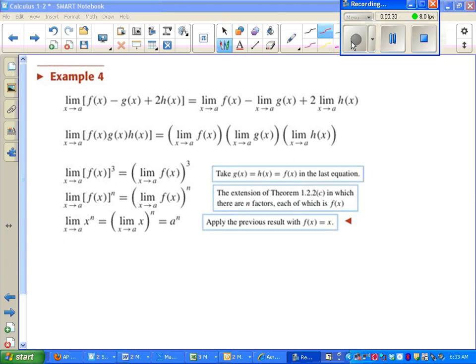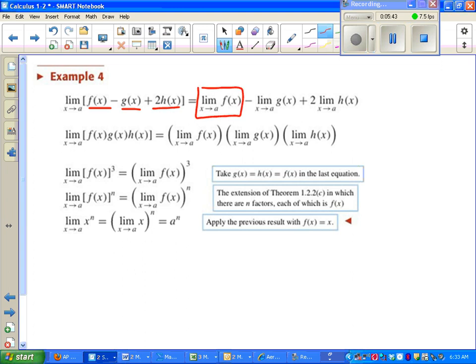This next example just illustrates some of that last theorem. Looks like we've got a function that's asking us to find the limit of 3 functions added and subtracted together. To make that easier, we just split it up into 3 limits. In fact, we could factor that 2 out because it's constant. Then it's normally easier to find each individual limit separately.